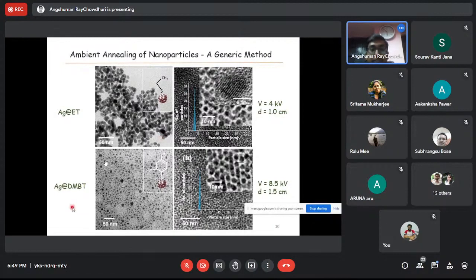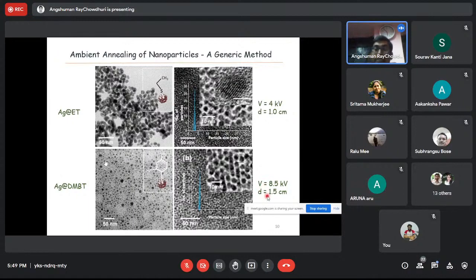Now we are coming to the dimethyl benzene thiol protected silver nanoparticles. The as-synthesized particles are polydispersed nanoparticles, as in most cases silver produces polydispersed particles, and we started spraying that. We found that the optimized condition for getting monodispersed particles, where the particle size distribution is below 5, is a voltage of 8.5 kV and a tip to collector distance of 1.5.